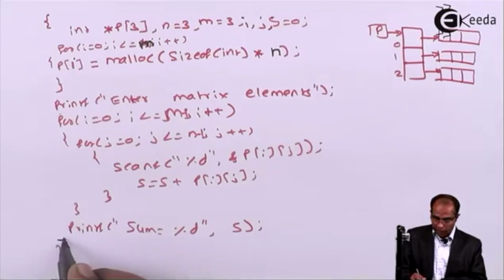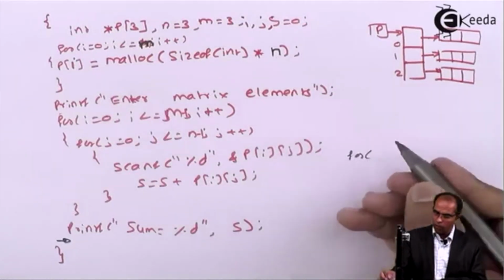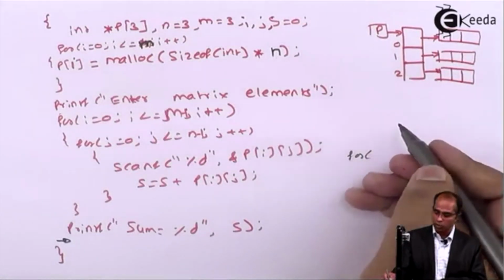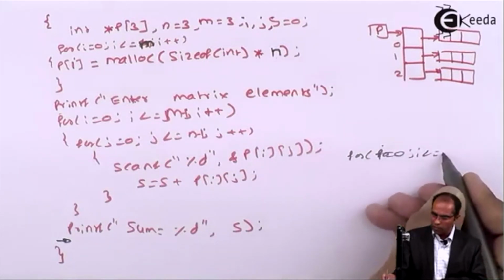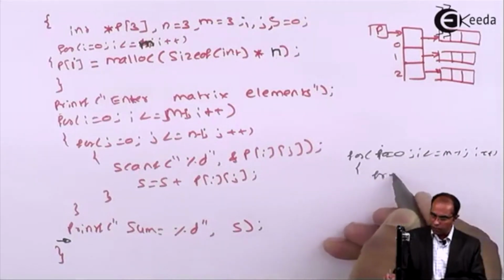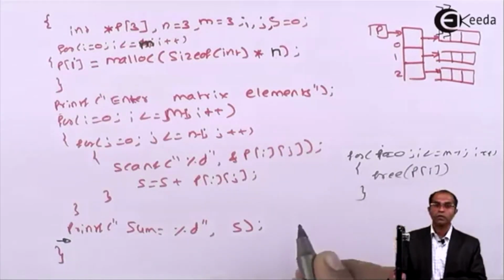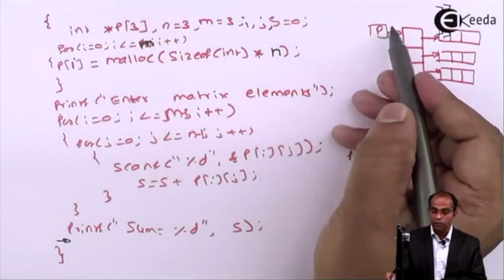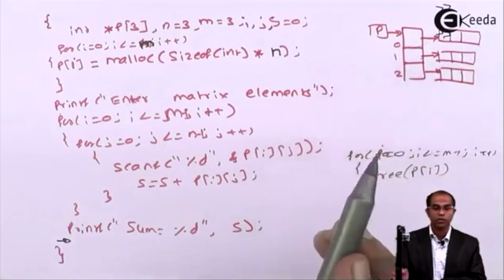If you feel that the function has to deallocate the memory manually, in that case I'll use again the number of pointers. How many pointers are there? There are total m pointers. So I'll say for i equals to 0, i less than or equal to m minus 1, i plus plus, and then I'll say free p of i. You can't say free p. If you say free p, the first will again have these locations, second will again have these locations.